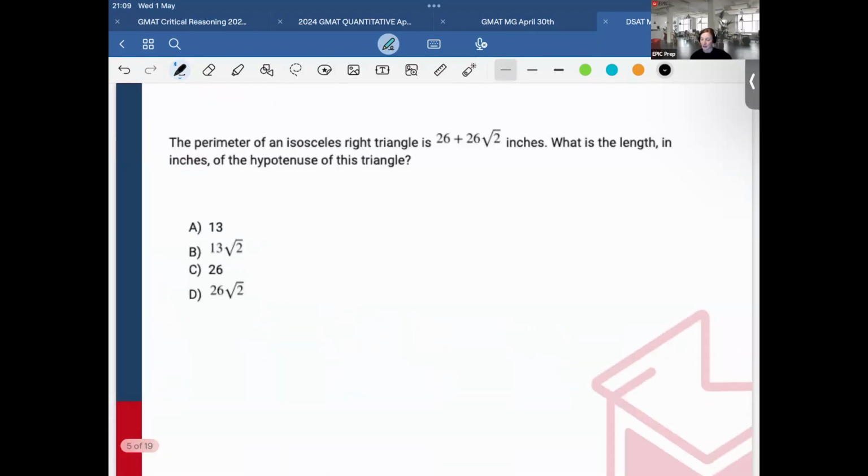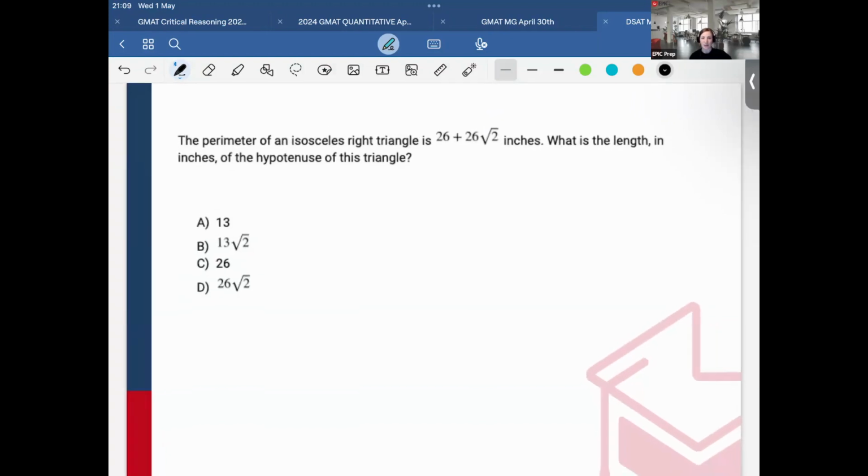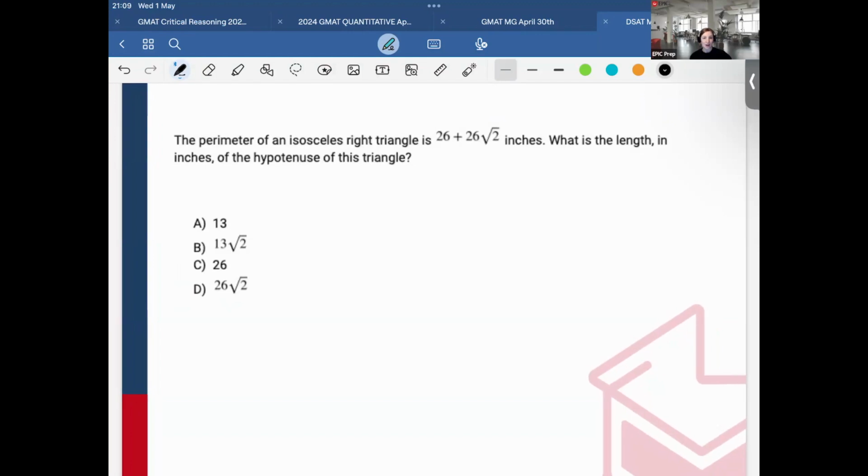Okay, so this one here. It seems easy at first read, but it actually becomes a bit more complicated. And if you want to solve this on your own, pause the video and then you can watch for the appropriate revision. Okay, so this one says the perimeter of an isosceles right triangle is 26 plus 26 root 2 inches. What is the length in inches of the hypotenuse of this triangle?